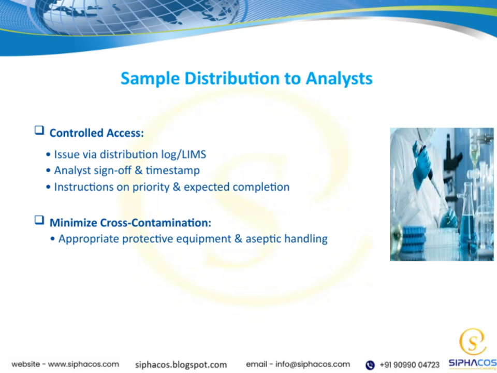Now, to minimize cross-contamination, we emphasize the use of appropriate protective equipment and aseptic handling techniques. This means wearing gloves, masks, or other protective gear as needed, and handling samples in a way that prevents any transfer of contaminants. Maintaining this level of care is crucial to ensure the integrity of our samples and the accuracy of our results. Overall, these steps are vital parts of our quality assurance process, helping us maintain sample integrity, ensure data reliability, and uphold the highest standards in our work.